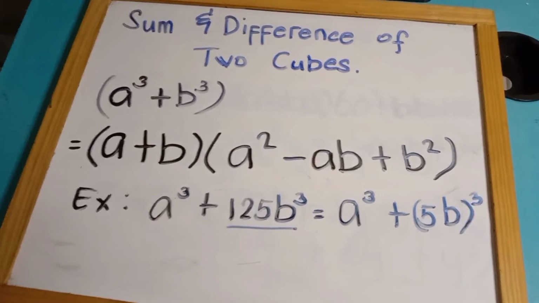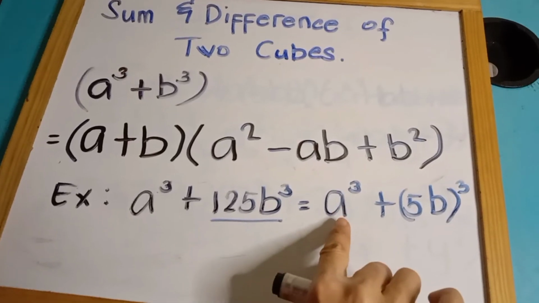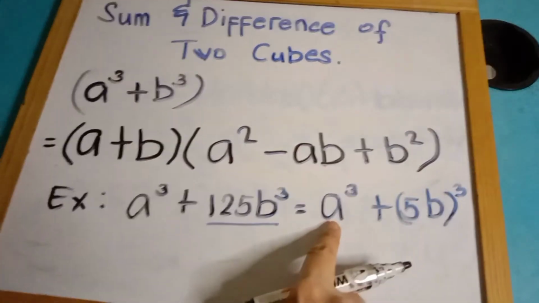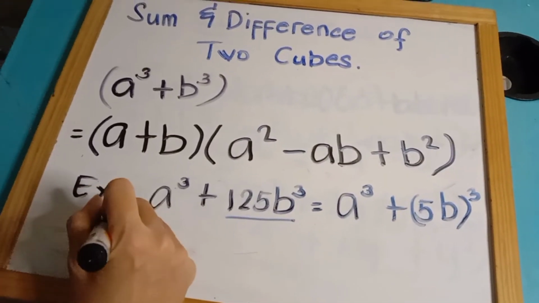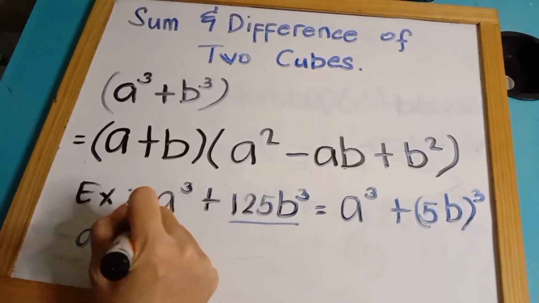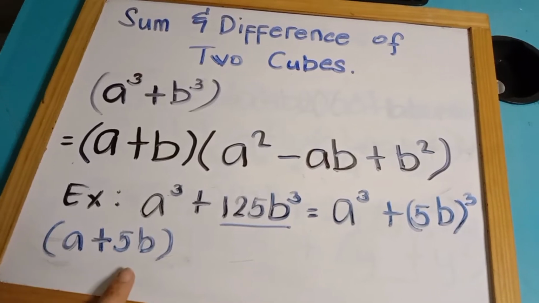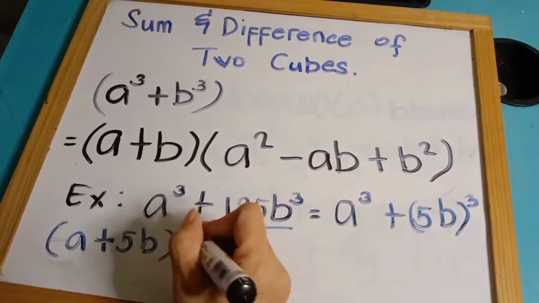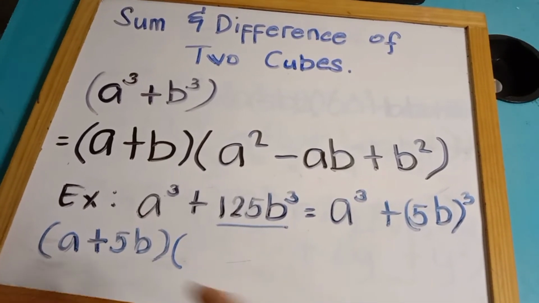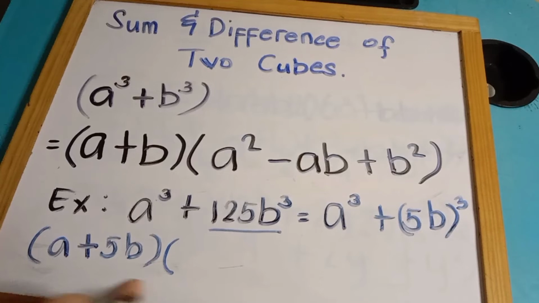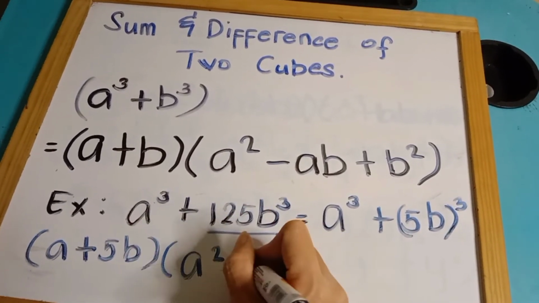So, again, ang first step natin is to find the sum of the first and last term. So, ang ating first term is A, second term is 5B. So, A plus 5B. Alright? And then, what's next? Sabi dito sa ating formula, this time, square the first term. So, wag na tayong titingin dito. Dito na tayo titingin, ha? Square the first term. So, that will be a squared.